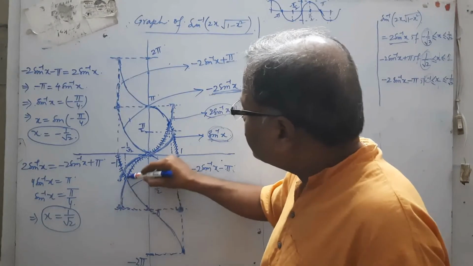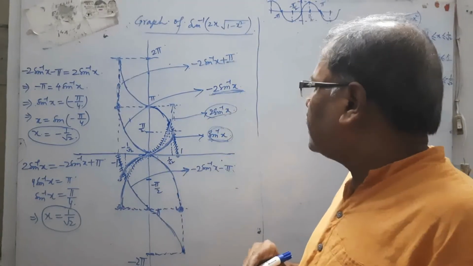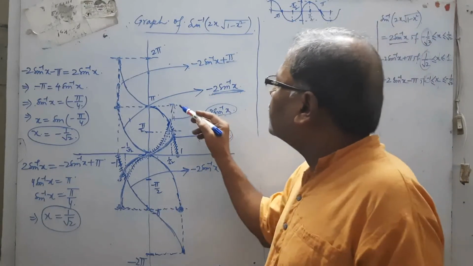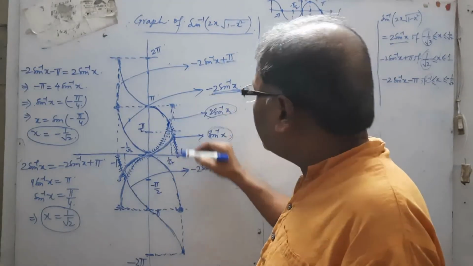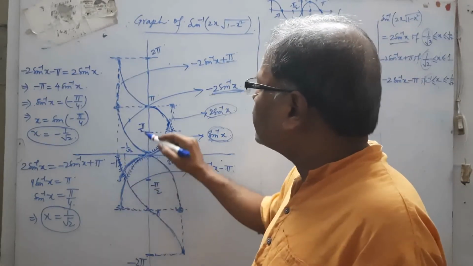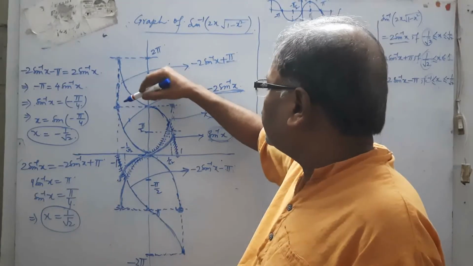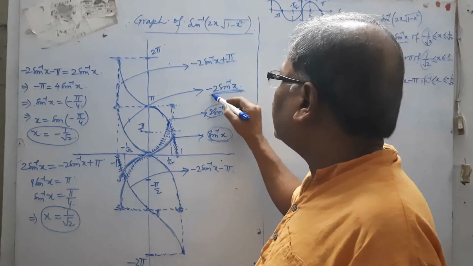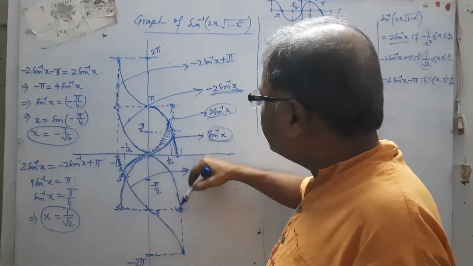This is representing 2 sin inverse x. Now what you have to take is negative of 2 sin inverse x. So this point will be reflected about the x-axis at this point, and this point will be reflected about the x-axis at this point. So your curve for the minus 2 sin inverse x will be this one. I hope you all are getting the point.